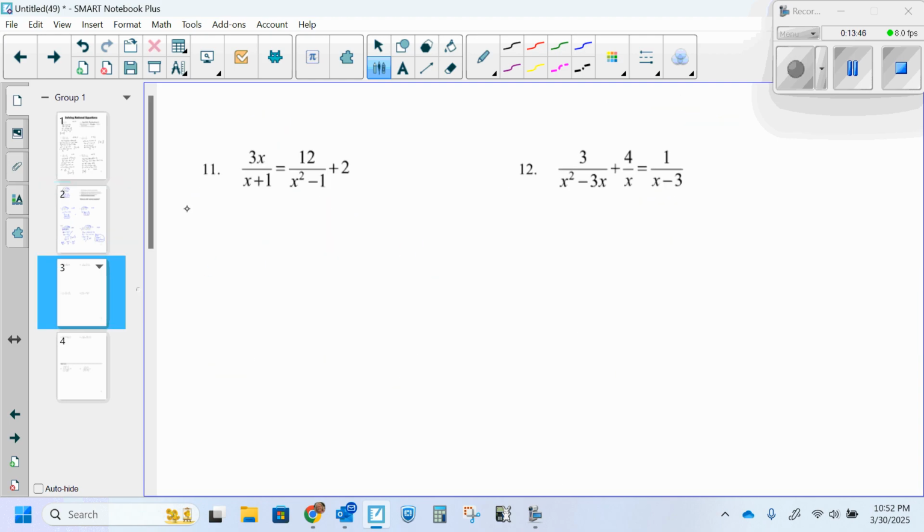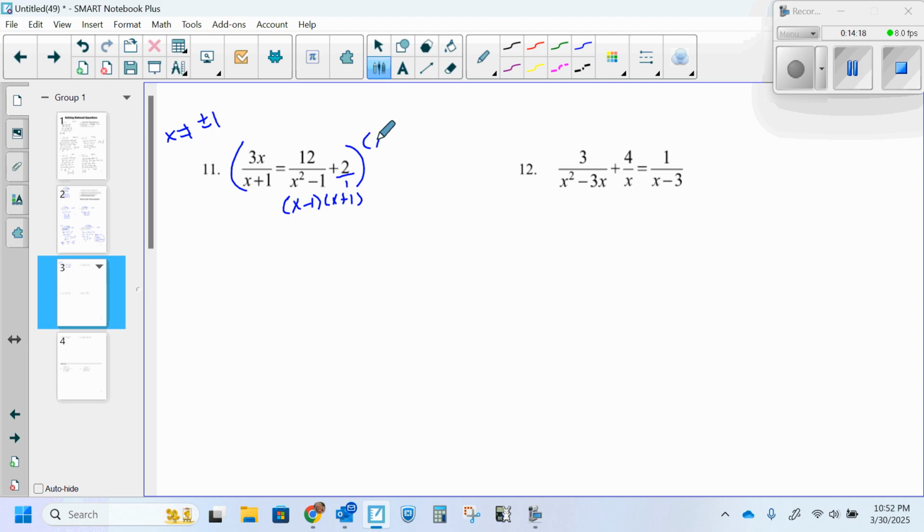Okay, so these get a little bit harder here. Let's get to number 11 here. You're going to have to factor the bottom of this. I'm having a terrible time with my pen. This is x minus 1, x plus 1. Put this over 1. So the common denominator of all 3 of these fractions is x minus 1 and x plus 1. All right, so domain restrictions, x cannot be plus or minus 1.